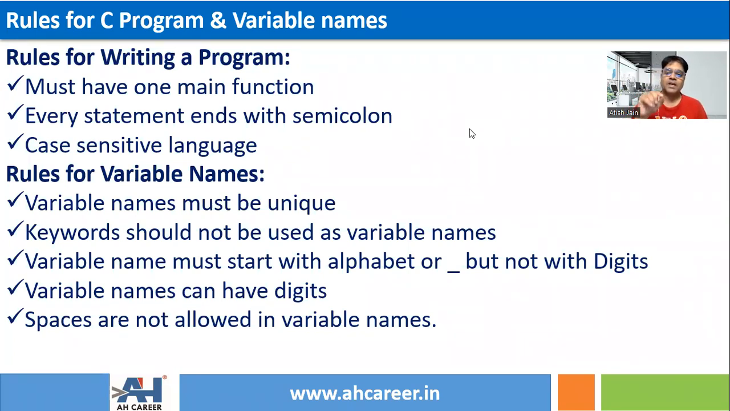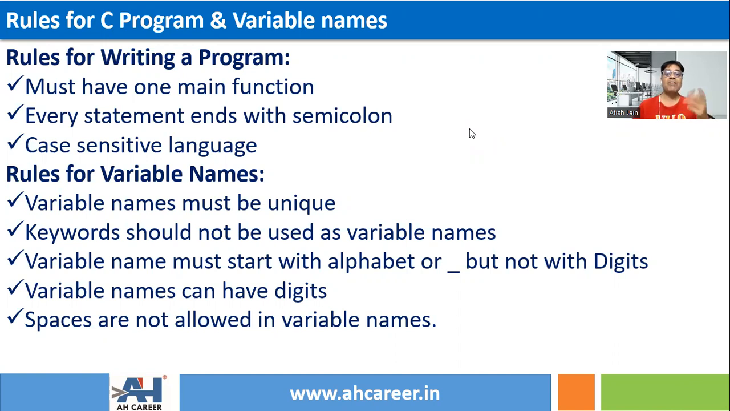Very good. Can you type how many header files are there? Thank you, Jyoti. Can you type how many? Very good, Lokesh. There are 29 header files and 32 keywords. So you should not use any keyword as a variable name because the keywords are already reserved.